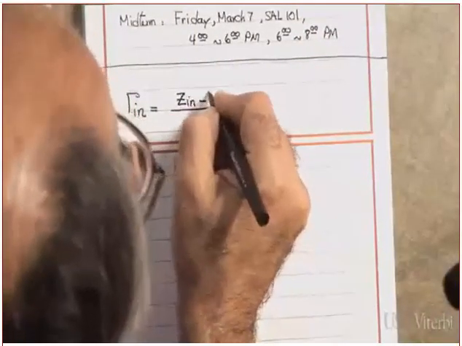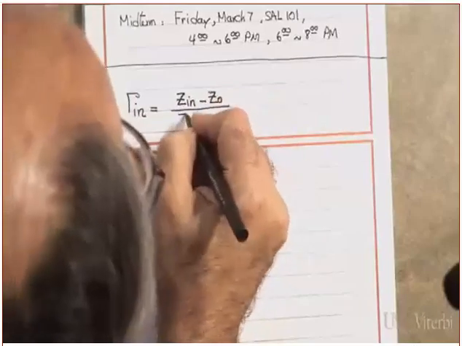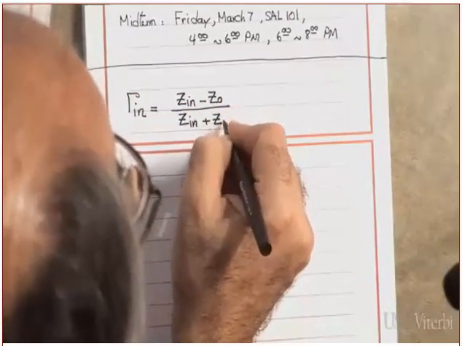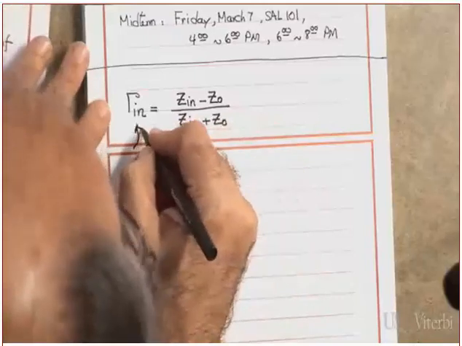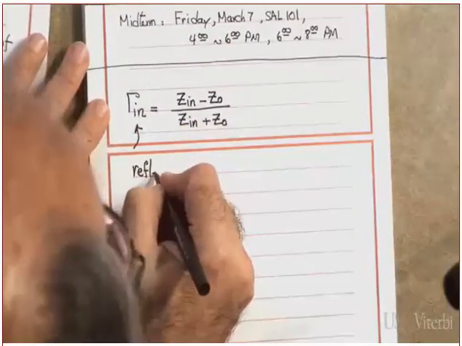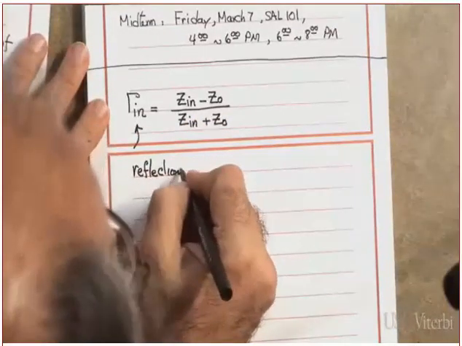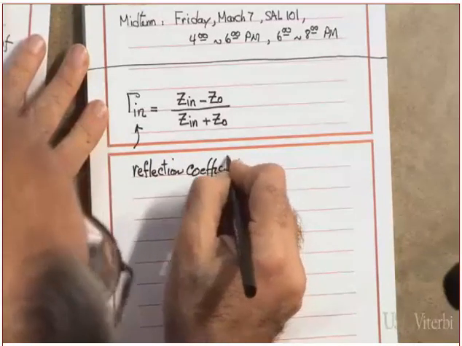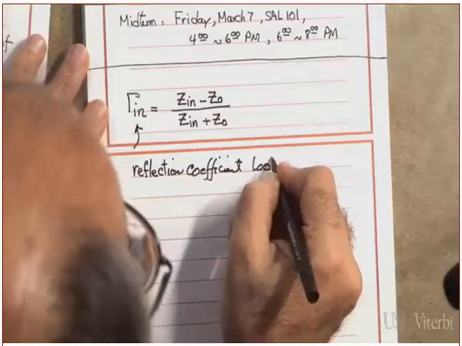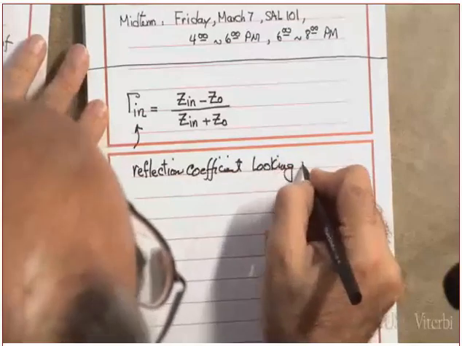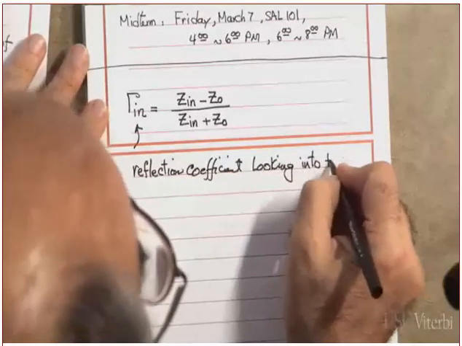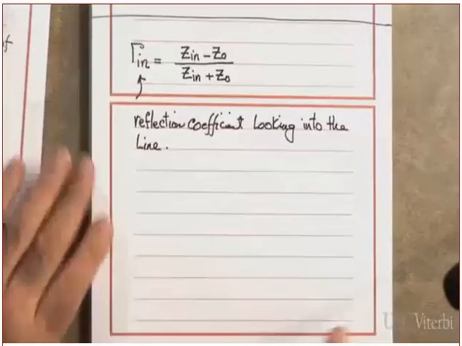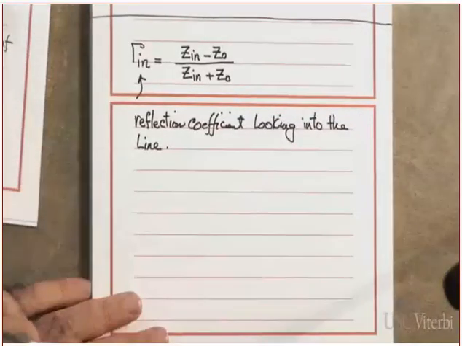And I'm defining it as Zn minus Z naught over Zn plus Z naught. This is the reflection coefficient looking into the line. Did you get this or not?